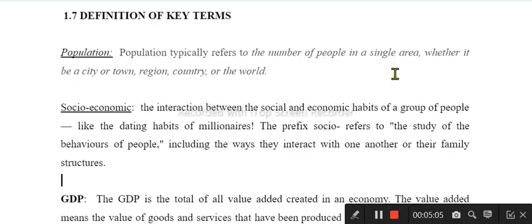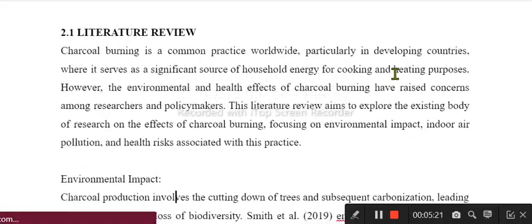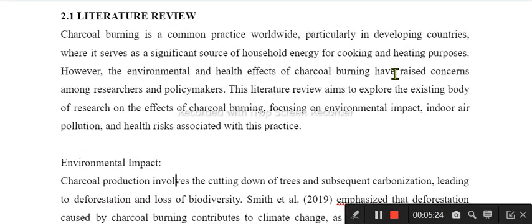Then we go to the definition of key terms, though it differs from project to project. Some projects will miss the definition of key terms, some will have it. You define the key terms in your project in the definition of key terms. And the literature review, you write about the past studies which have been done about a particular topic. This case was on charcoal burning, so this was on the past studies which have been done on charcoal burning.